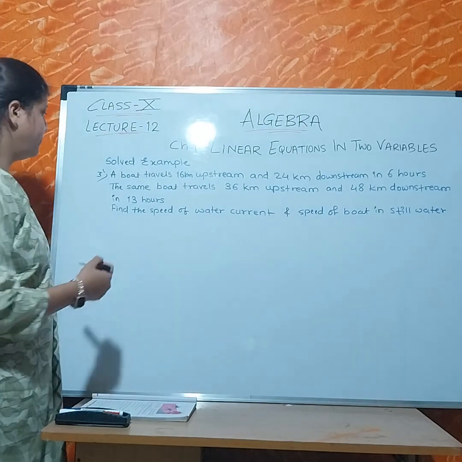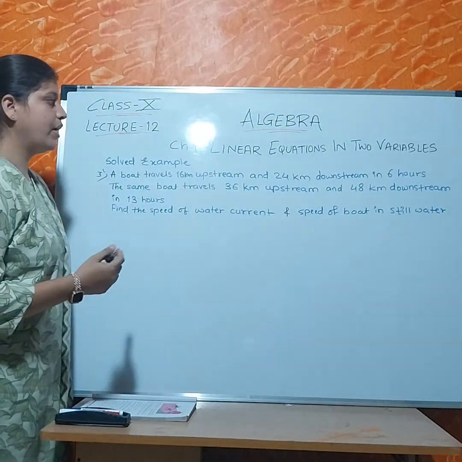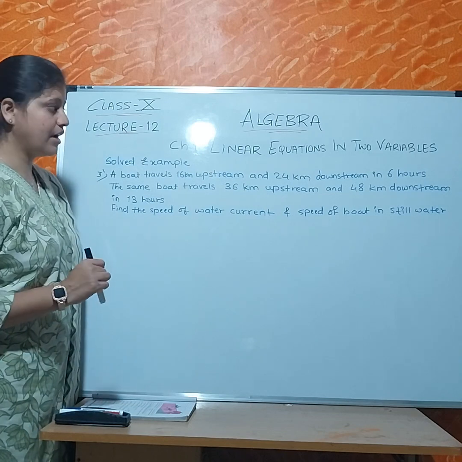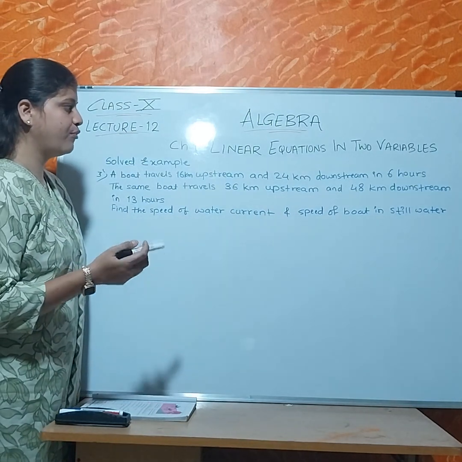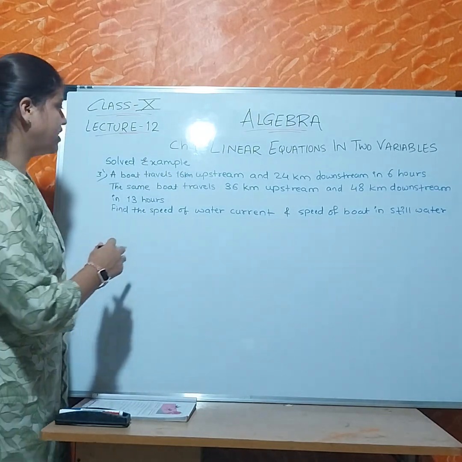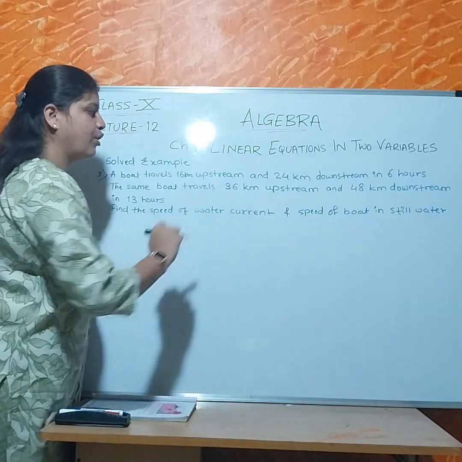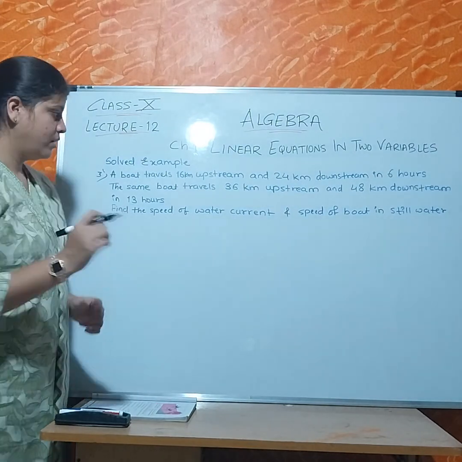So read the question. A boat travels 16 km upstream and 24 km downstream in 6 hours. The same boat travels 36 km upstream and 48 km downstream in 13 hours. We have to find the speed of water current and the speed of boat in still water. First of all, understand the question.